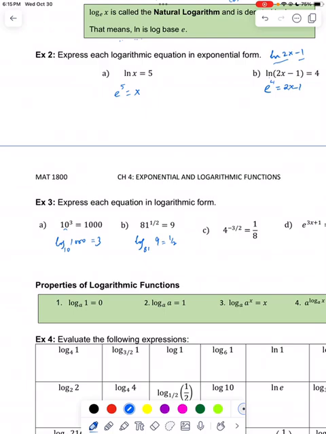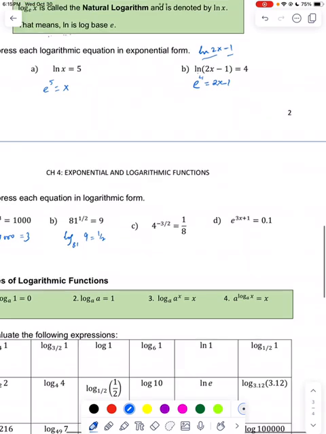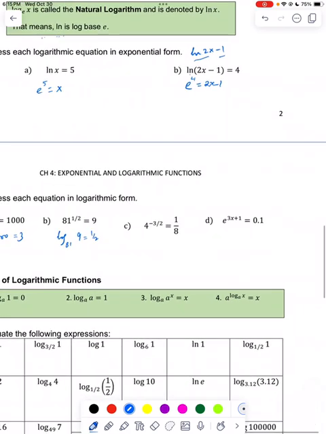Next one will be, I'll give you a few minutes to do C and D. So stop the video here, pause the video here, and try to find the next two. Then we will go from there.